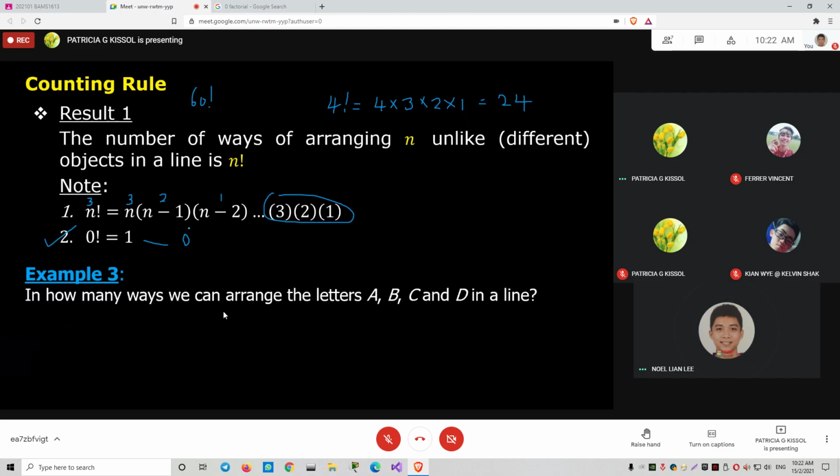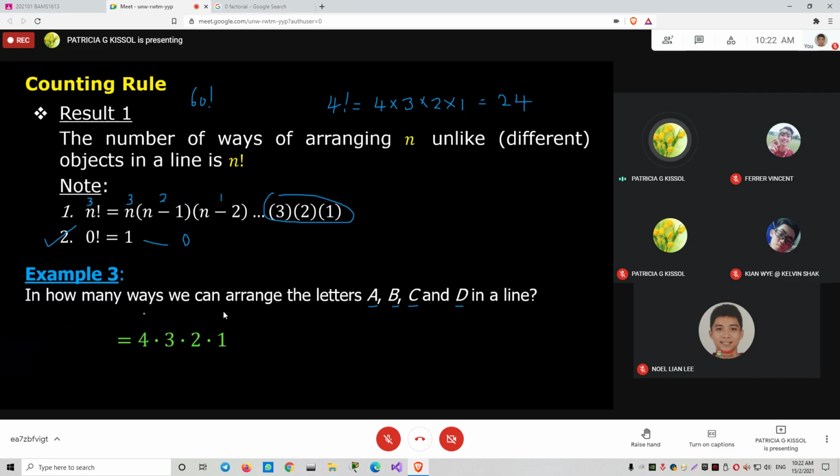Okay. So example 3, how many ways can we arrange the letters A, B, C, and D in a line? So in this case, no condition is given to us. We just want to find out how many ways can the arrangement be done for the letters A, B, C, and D. So in this case, you have 4 selections originally: A, B, C, and D.